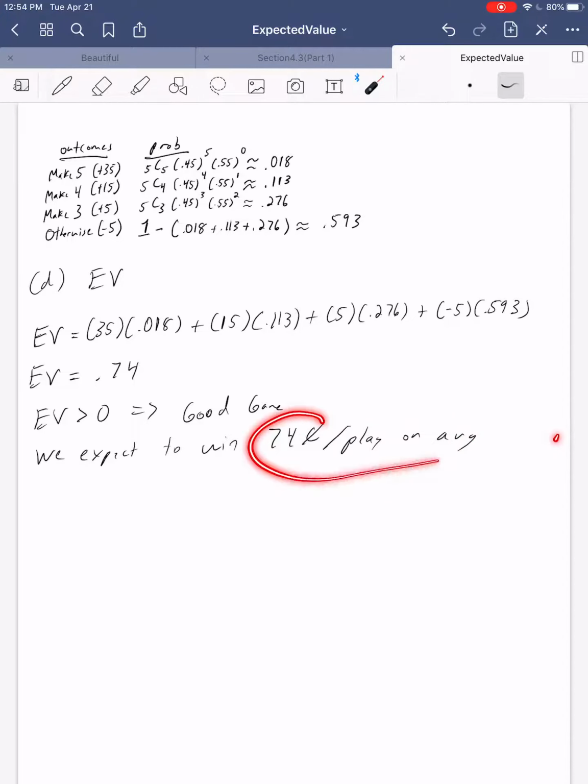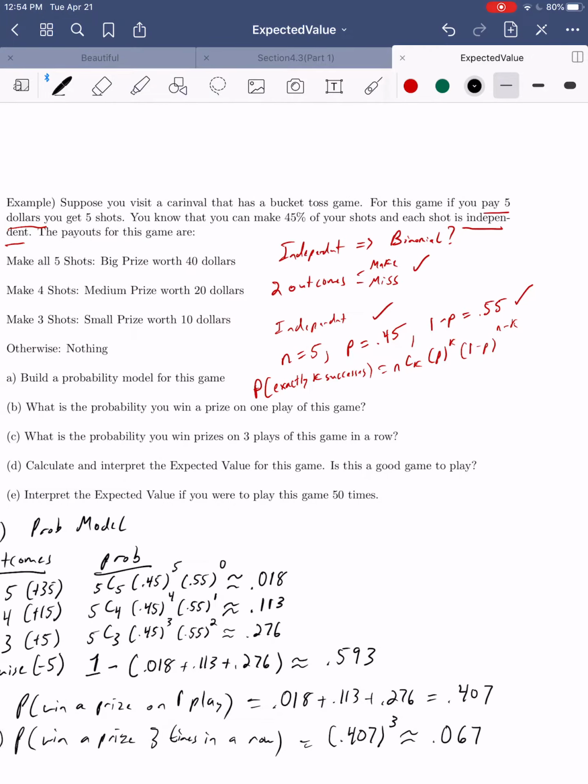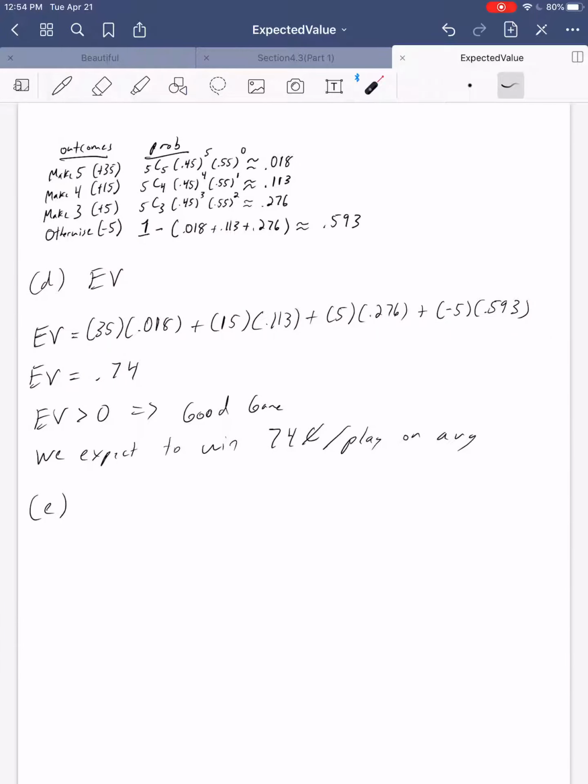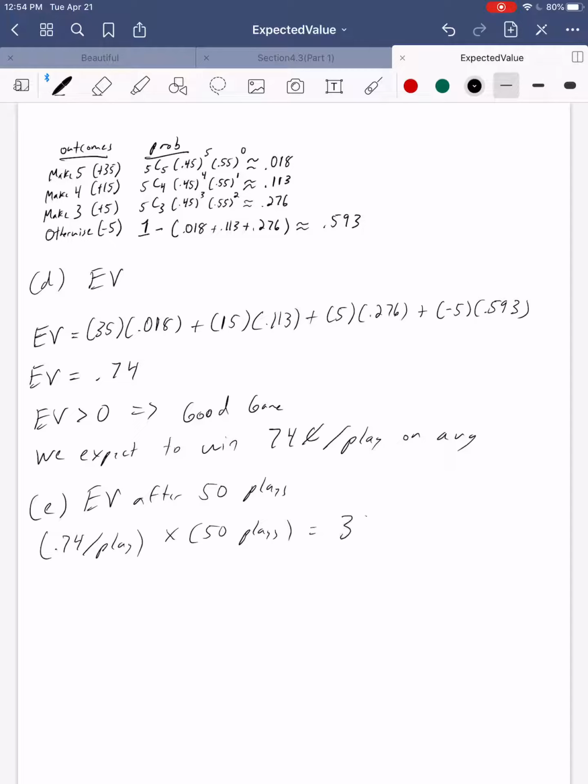So this is basically telling us what the structure or the nature of the game is like. All right. For E, I think we gave ourselves a long term. I guess you have a lot of time on your hands. And yep, you sit there and you play this game 50 times. What do we expect to have happen? So this is the expected value after 50 plays. So we know that you have 0.74 per play times those 50 plays. And if we do that, 0.74 times 50 comes out as 37.